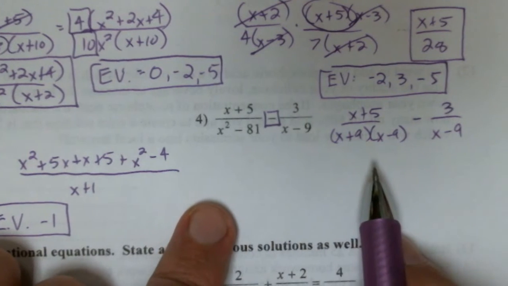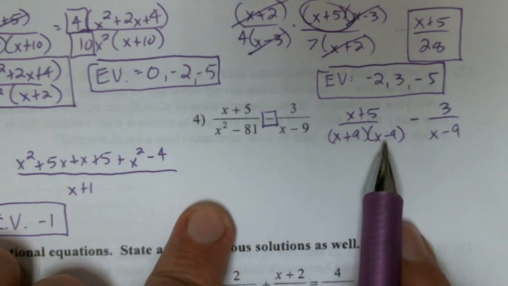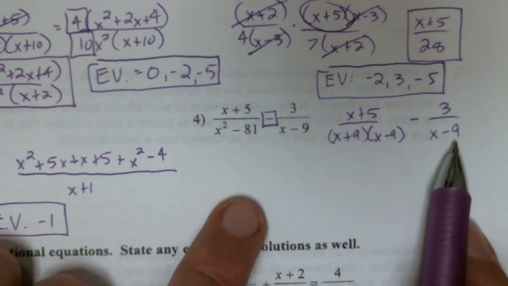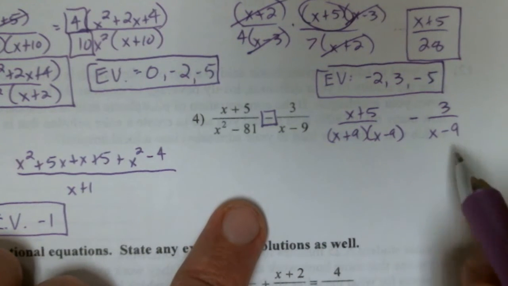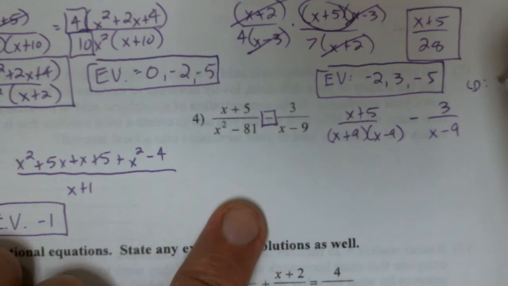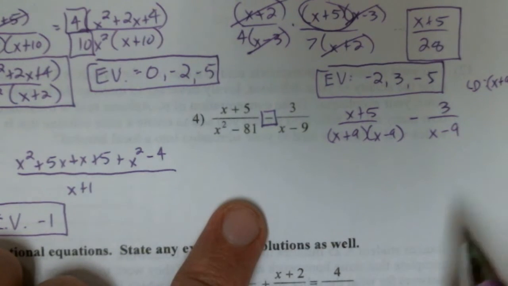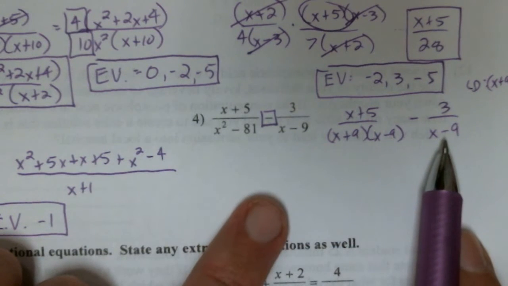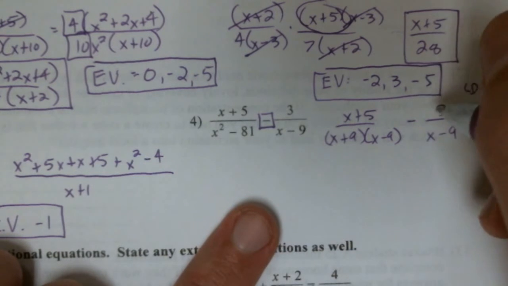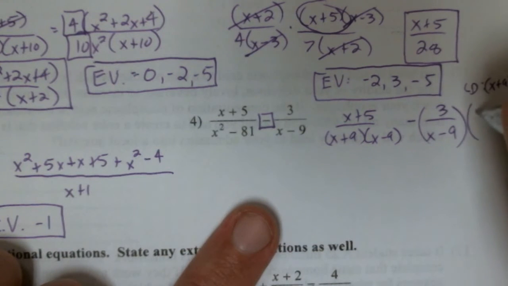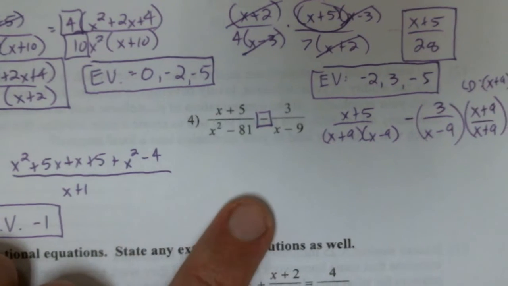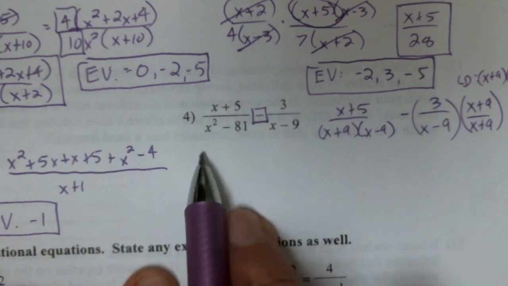So what's my common denominator? This one has an x plus 9 and x minus 9. This one only has an x minus 9. So the common denominator is x plus 9, x minus 9. This one is missing the x plus 9. So I'm going to multiply the top and bottom by x plus 9 over x plus 9. Okay, so I'll just rewrite this.